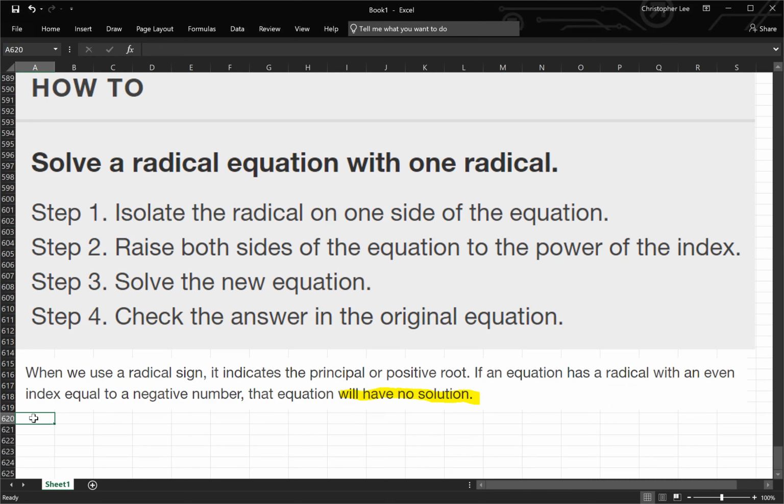So when we use a radical sign, it indicates the principal or positive root. If an equation has a radical with an even index equal to a negative number, that equation will have no solution, right?